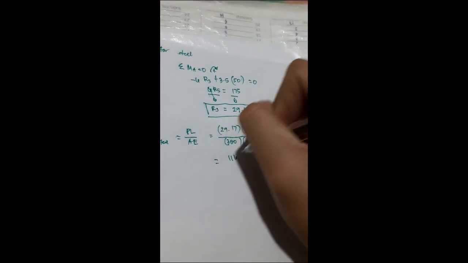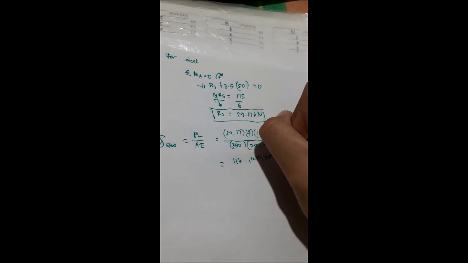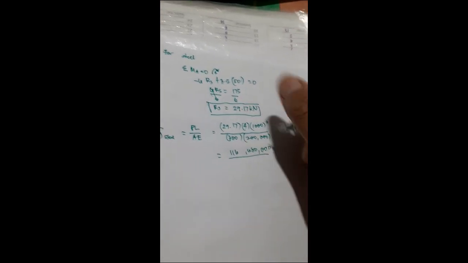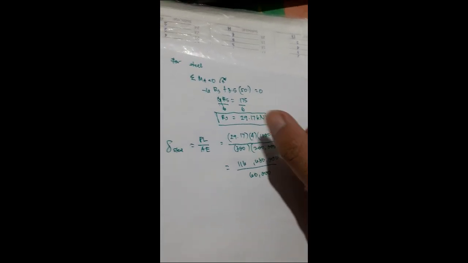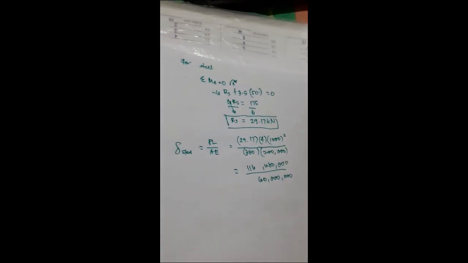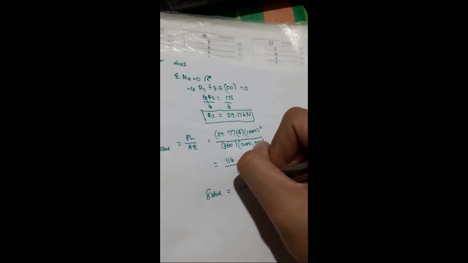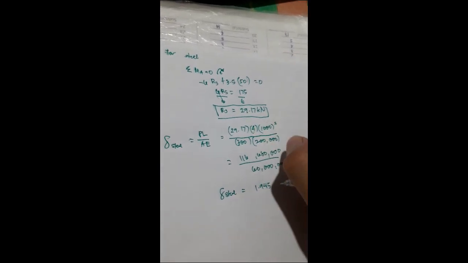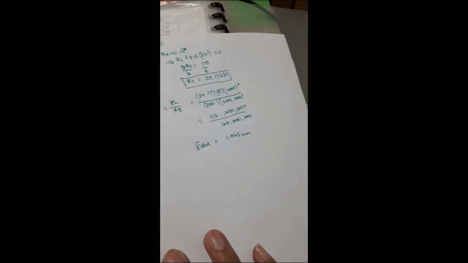Simplifying, we have 116,680,000 over 60 million. The actual deformation of steel will be 1.945 mm. Now to plot these values, we are going to plot here.